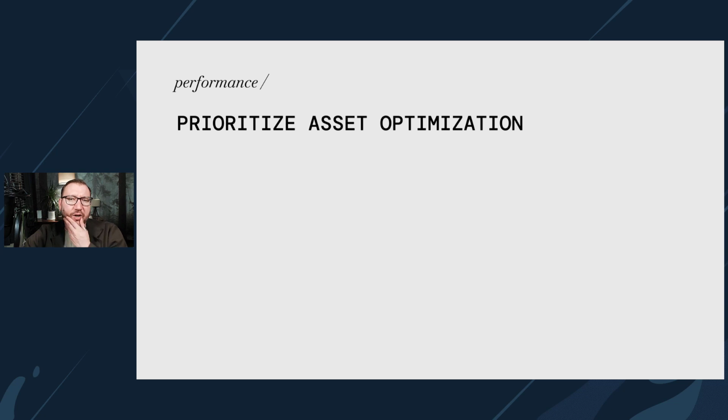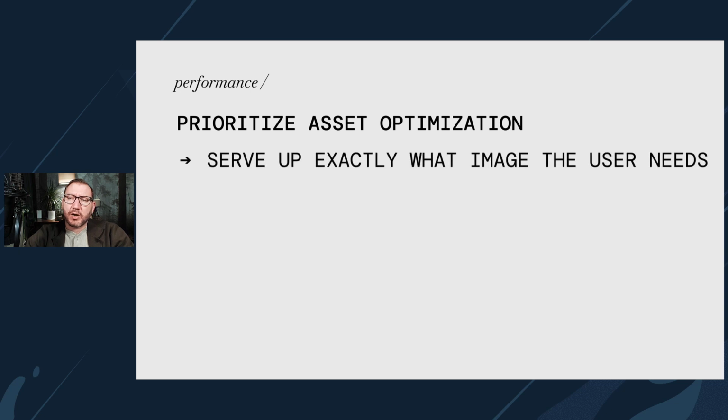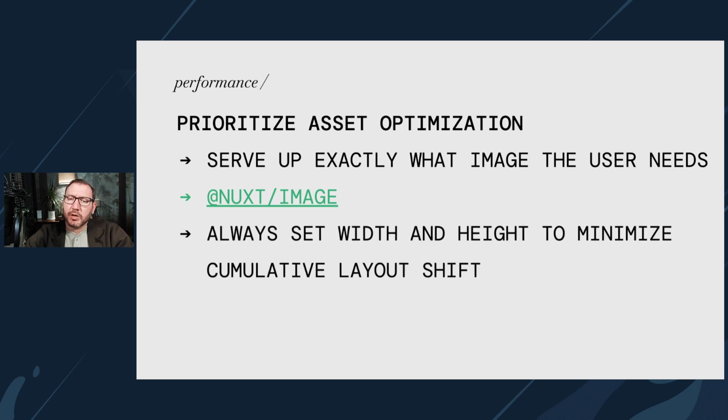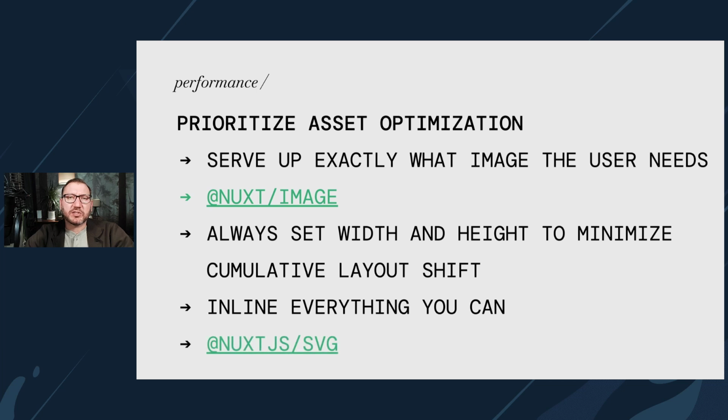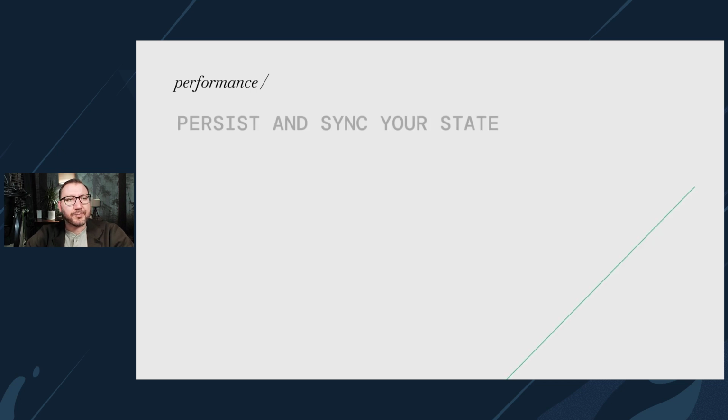It goes without saying, if you're going with Nuxt in 2022, prioritize your asset optimization. When it comes to images, just serve up exactly what the user needs. The Nuxt image package is absolutely phenomenal. I highly recommend it. Another tip, always set your width and height on your image tags. This is going to minimize cumulative layout shift. You can get the width and height of an asset in Shopify through the GraphQL endpoint for it. And also inline everything you can. We have lots of icons and SVGs, and we use Nuxt.js SVG to inline all that stuff. There's no need to go to a server to grab those assets.